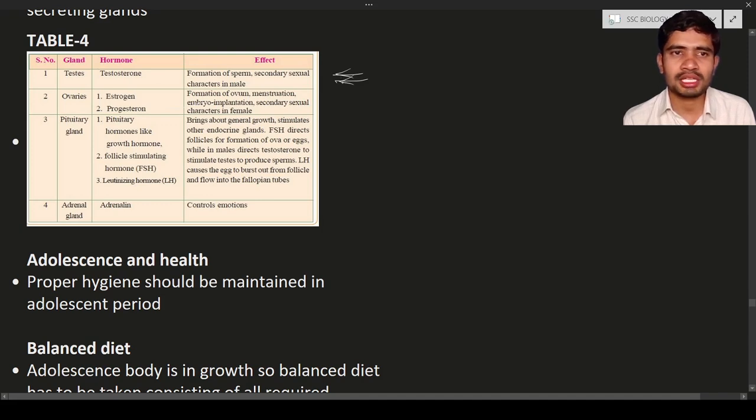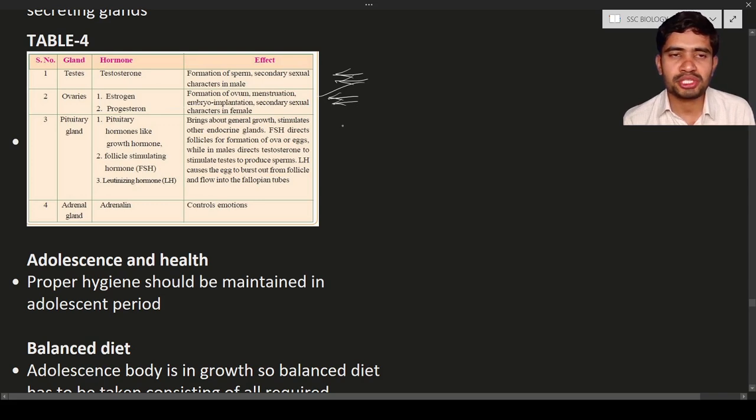Okay, the second gland is the ovaries. These ovaries are going to produce estrogen and progesterone. Just now we have discussed estrogen and progesterone. Estrogen is responsible for the formation of ovum, menstruation, embryo implantation, and secondary sexual characters in females. Secondary sexual characters, like we have just discussed, include the growth and development of breast and milk secreting glands in females.